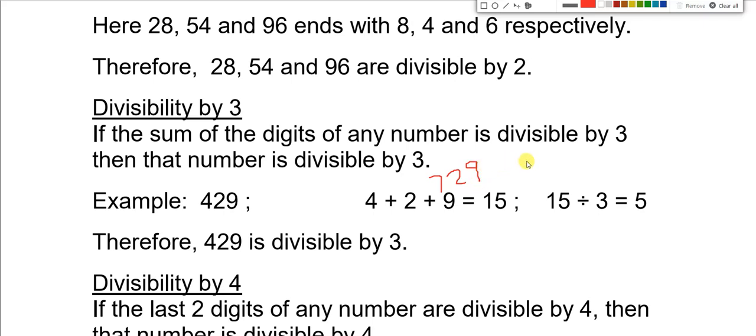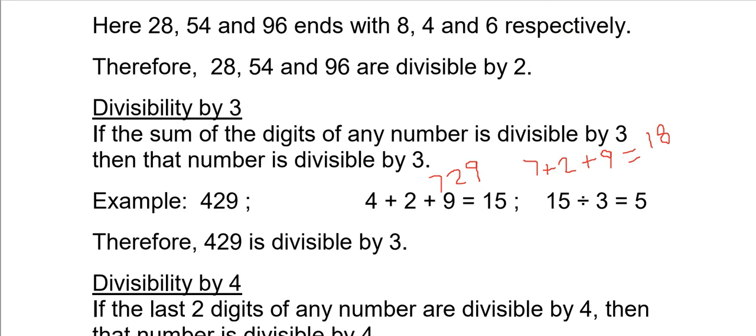Like 729. So do the sum of the digits, 7 plus 2 plus 9. 7 plus 2 is 9, and 9 plus 9 is 18. Is 18 divisible by 3? Yes, 3 sixes are 18. Therefore 729 is also divisible by 3.